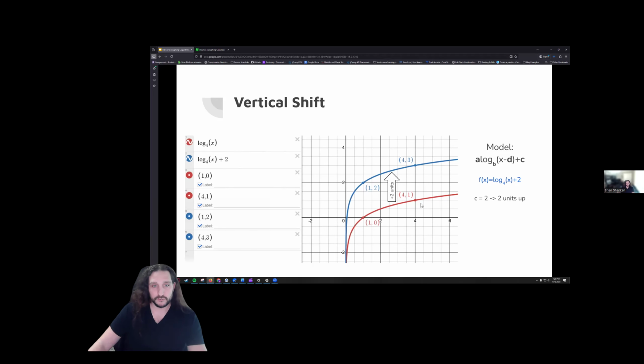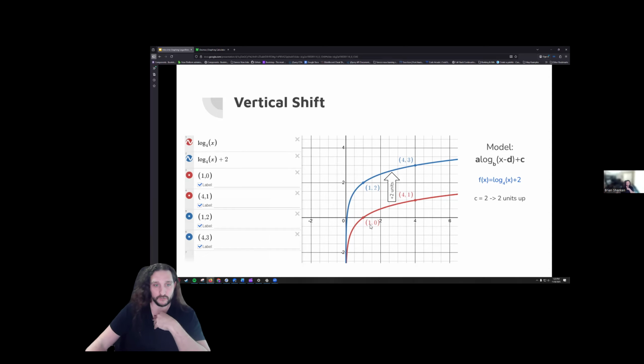So I've identified a couple points, and these points will become more familiar when we get to our next lesson on graphing logarithms. I'll tell you how to find those. But for now, just look at the patterns of change. So we go 1, 0 to 1, 2. So our x didn't change. Our y's did, our output. Our vertical shifts affect our outputs or our y values.